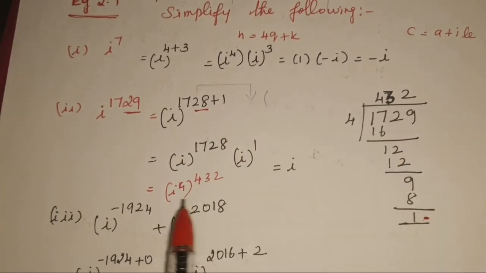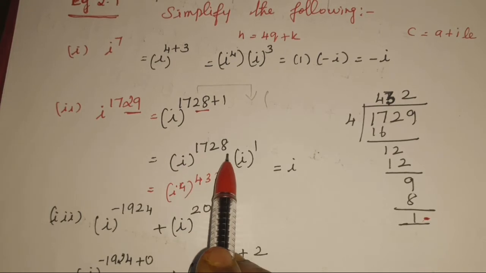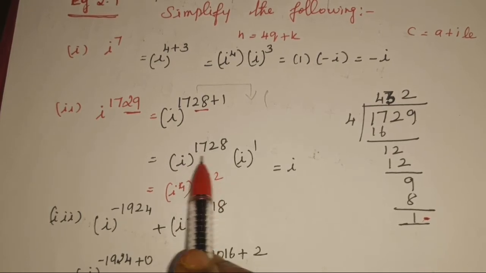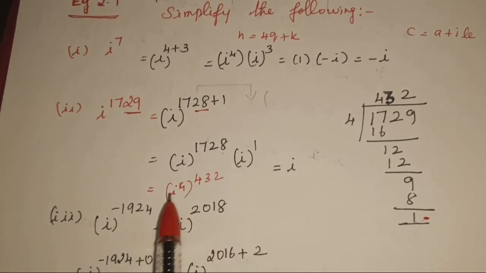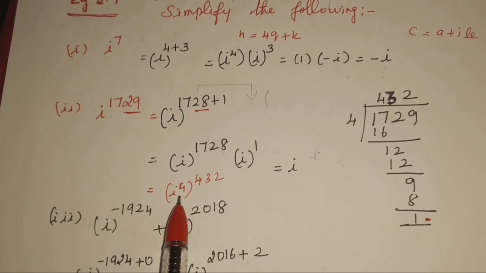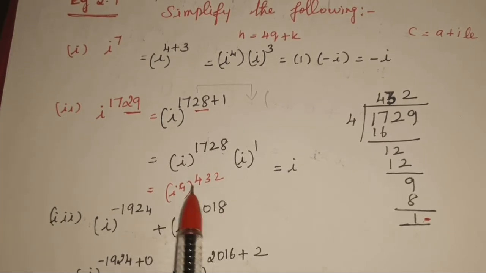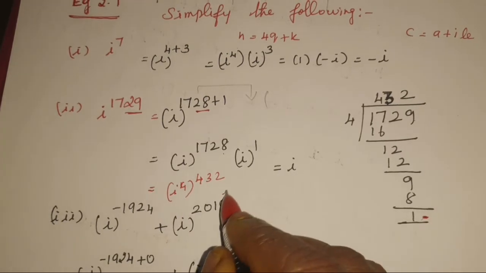1728 is divided, what happens? i power 4 whole power 432. If you multiply both the things, we get i power 1728. i power 4 is always 1, and 1 power any number is 1. Now you write i.